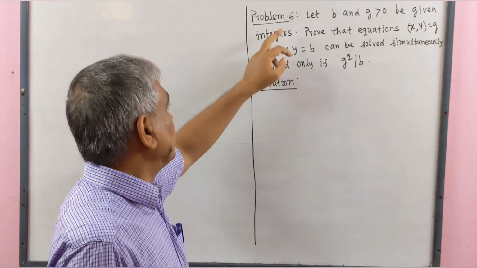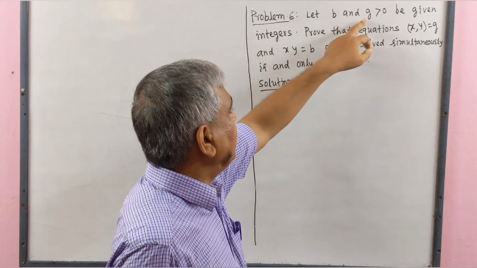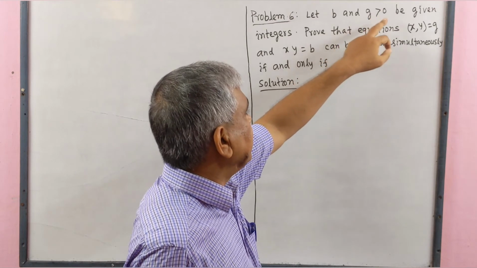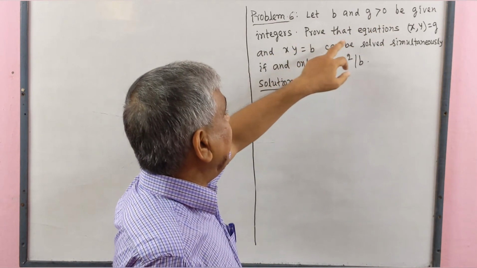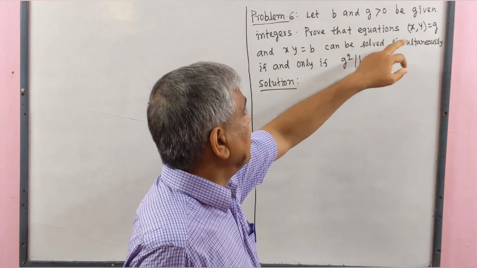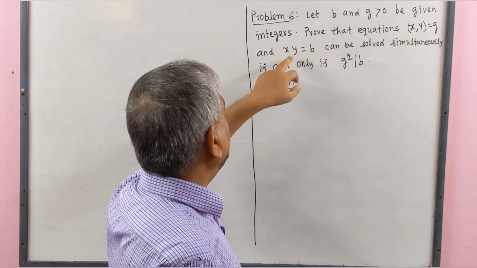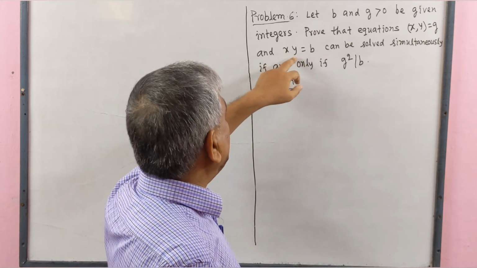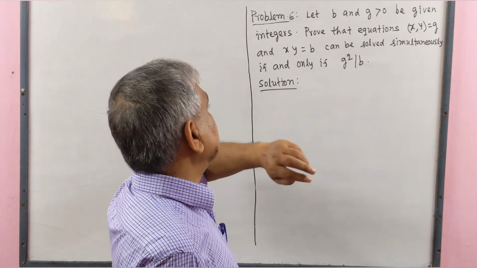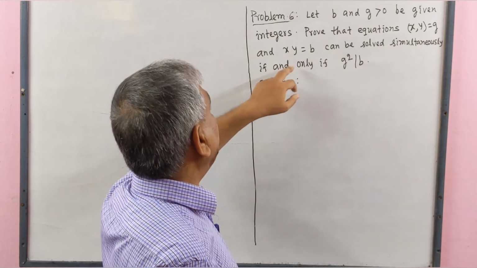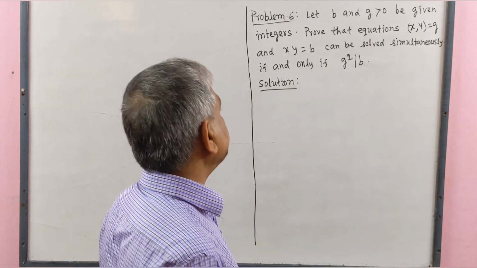Now we solve problem number 6. Let B and G such that G greater than 0 be given integers. Prove that equations GCD of x and y equal to G and x multiplied by y equal to B can be solved simultaneously if and only if G square divides B.